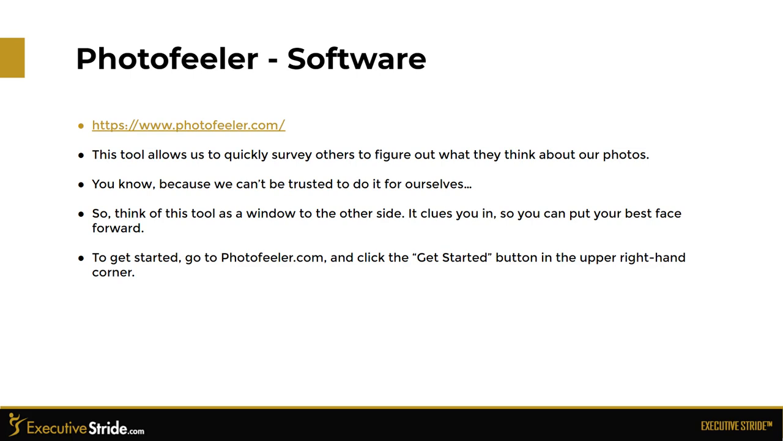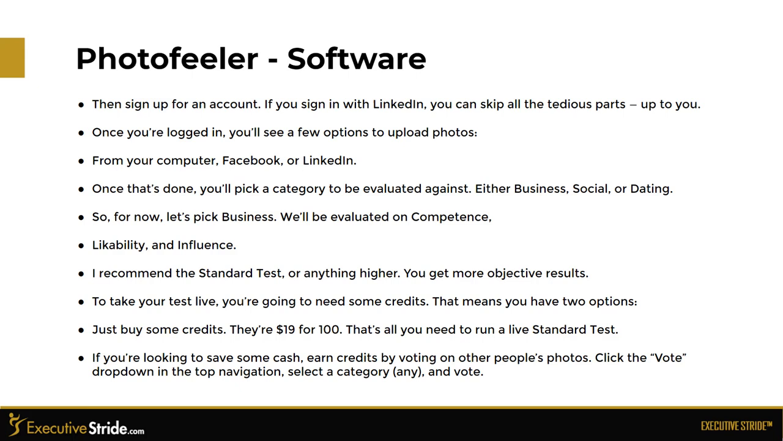To get started, go to photofeeler.com and click the Get Started button in the upper right-hand corner. Then sign up for your account. If you sign in with LinkedIn, you can skip all the tedious parts, up to you. Once you're logged in, you will see a few options to upload photos from your computer, Facebook, or LinkedIn. Once you've done that, you'll pick a category to be evaluated against: business, social, or dating. For now, let's pick business. We'll be evaluated on competence, likability, and influence. I recommend the standard test or anything higher. You'll get more objective results.